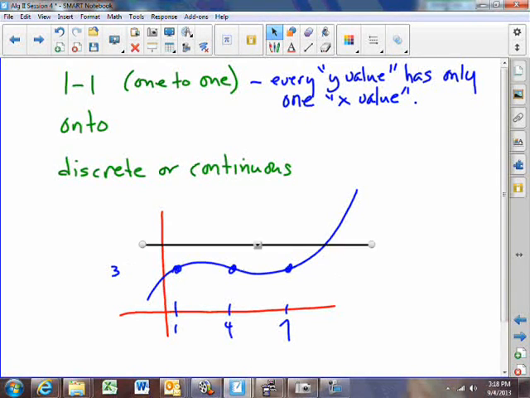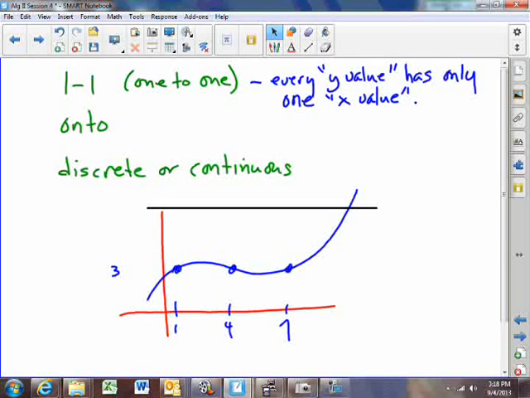So to test whether a graph or a function is one-to-one, what we do is we use a horizontal line test. If a horizontal line can touch the graph in more than one point at a time, then it is not one-to-one.